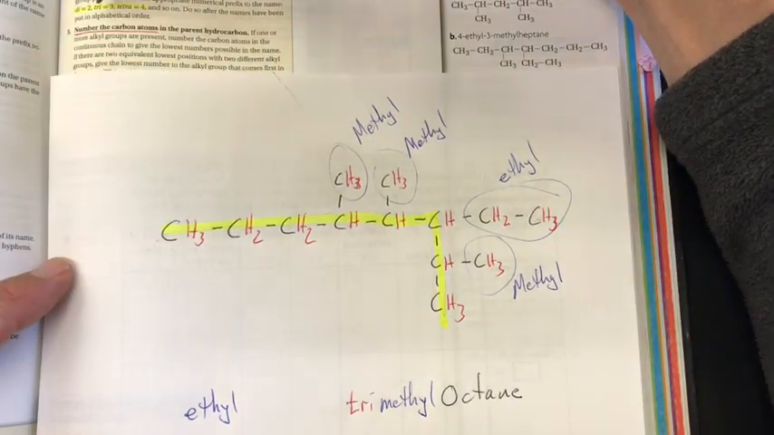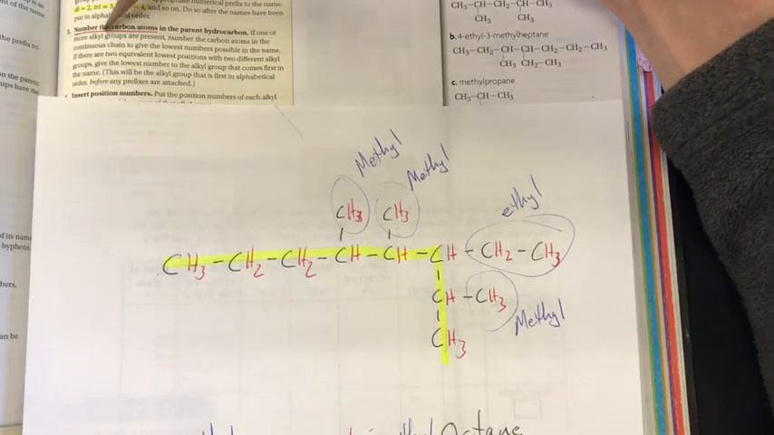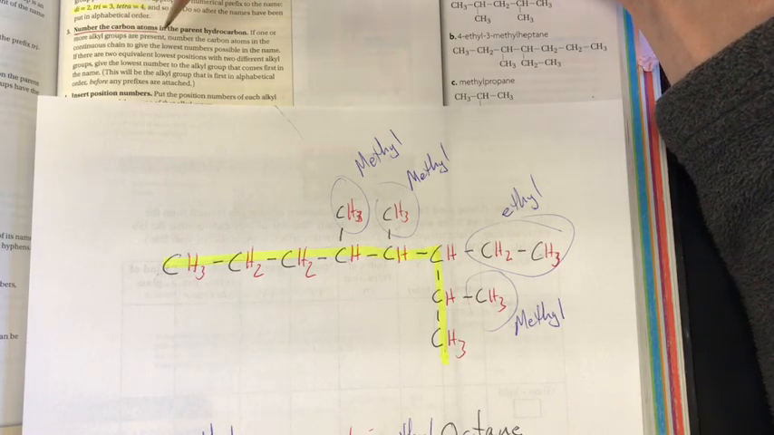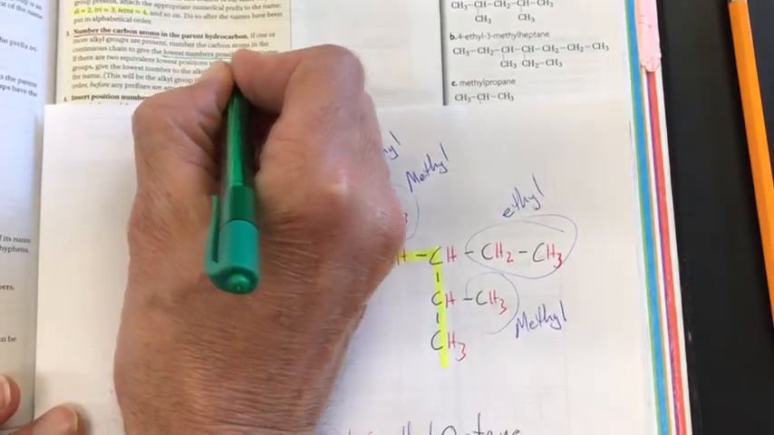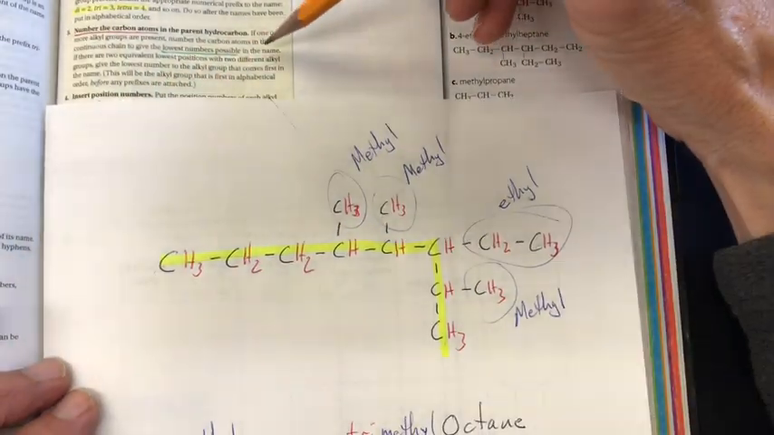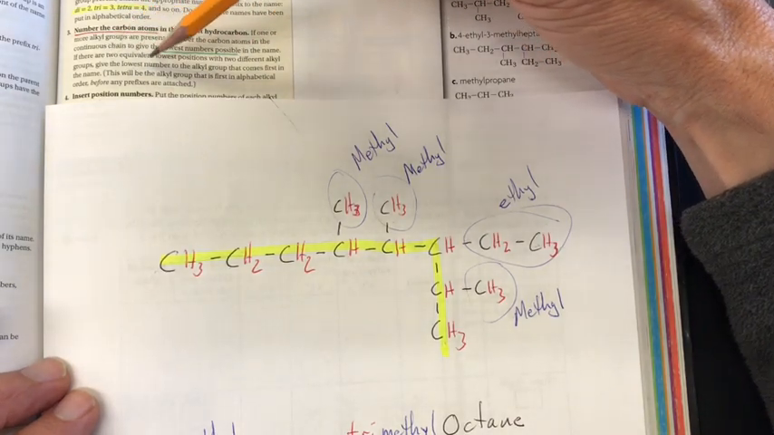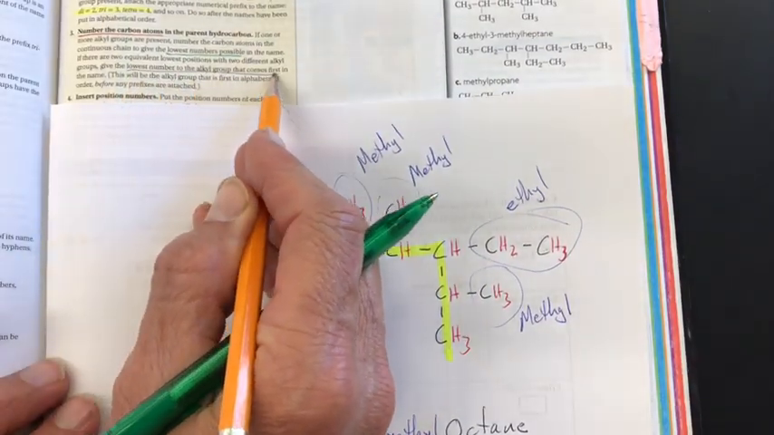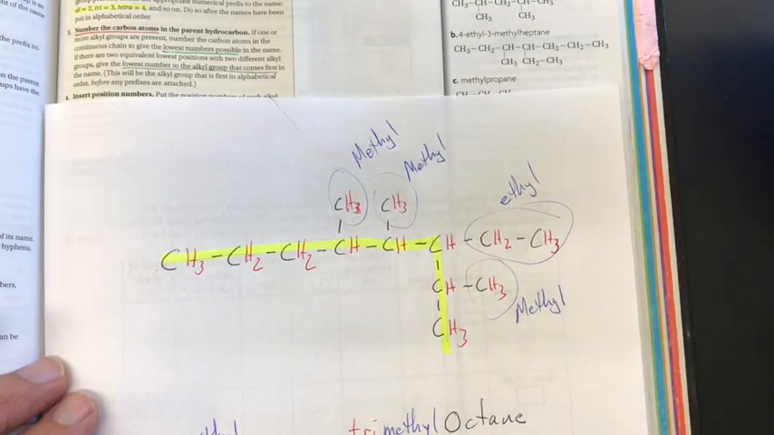rule says number the carbon atoms of the hydrocarbon. If one or more alkyl groups are present, number the carbon atoms in the continuous chain to give the what? The lowest numbers possible in the name. If there are two equivalent lowest positions with two different alkyl groups, give the lowest number to the alkyl group that comes first in the name. This will likely be the alkyl group that is first in the alphabetical order, before the prefixes are attached.